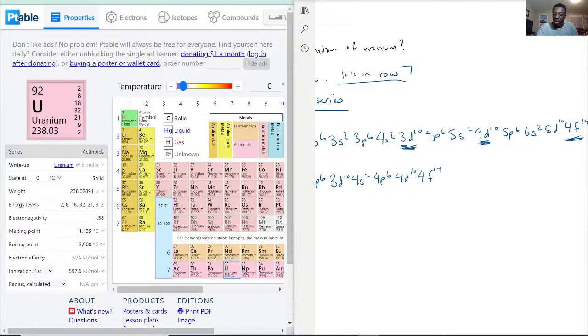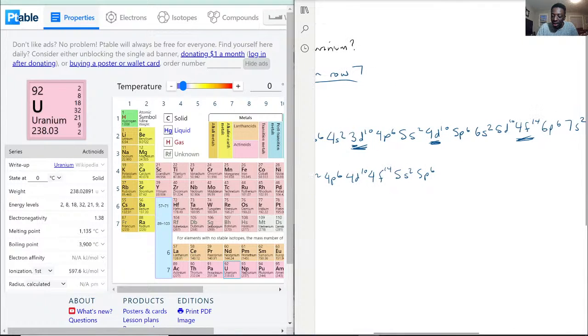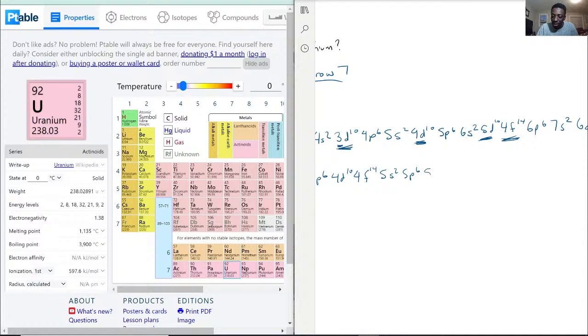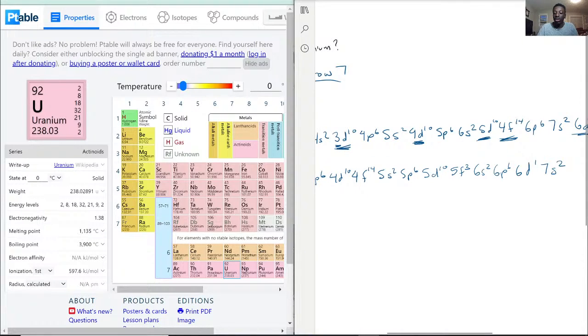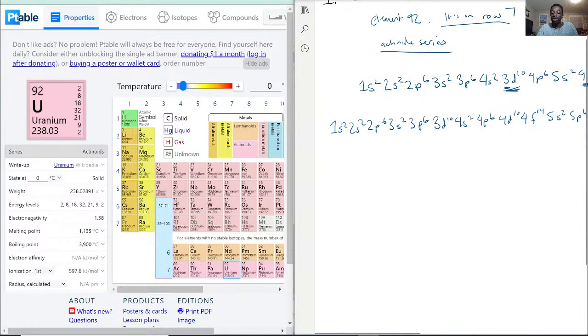and then it keeps going. We have 5s2, 5p6, and we have a 5d10 here as well, and then we have a 5f3, okay? Then we have a 6s2, 6p6, and then 6d1, and finally 7s2. That would be our reorganized structure.